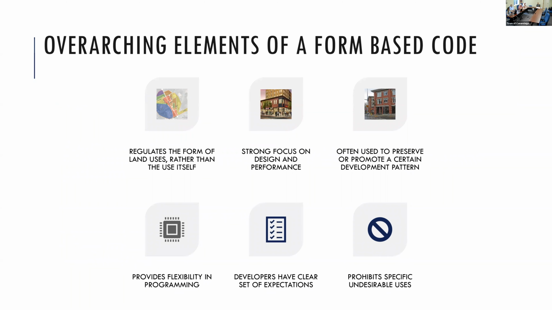So the overarching elements of a form-based code: it regulates the form of buildings and the form of development sites as opposed to the actual land uses. So it definitely gives developers and property owners a bit more flexibility as it relates to land use decisions. As I mentioned, the focus really is on design and performance of the site and continuity with the vision that the town has for this area. It allows for a lot of flexibility. It's very clear in what the expectations are from the developer side. And although it doesn't regulate uses per se, there are specific uses that are prohibited, and we'll talk about those in just a minute.